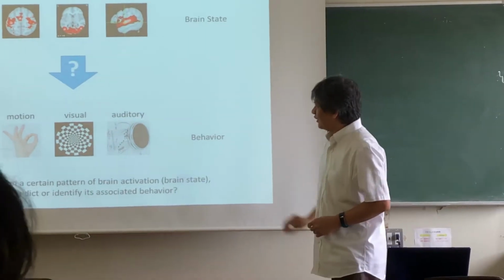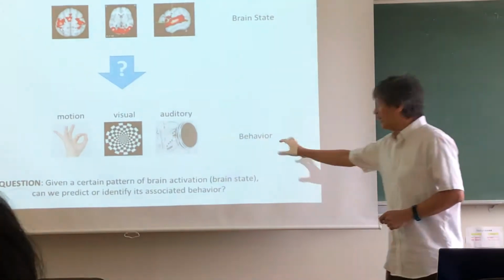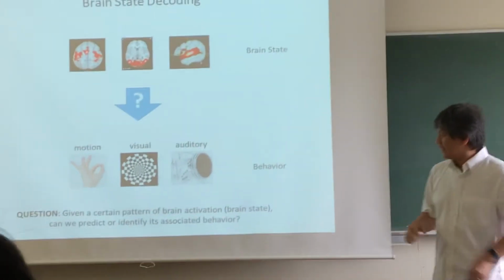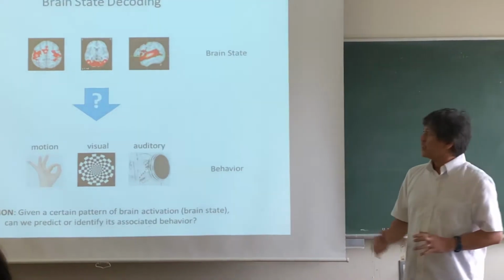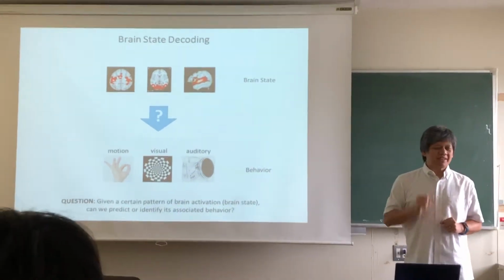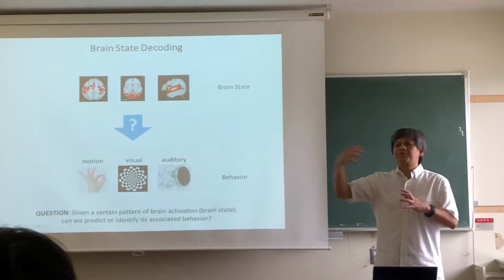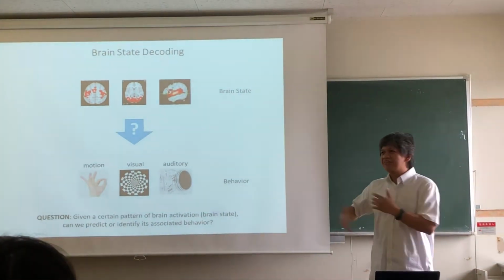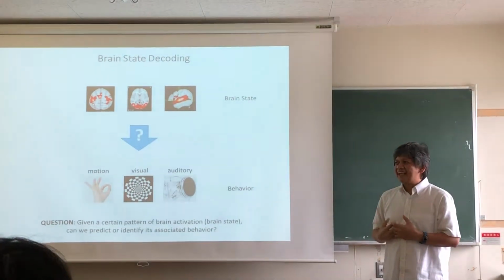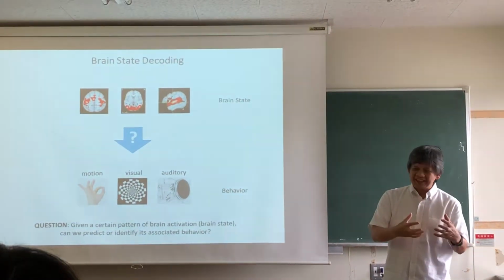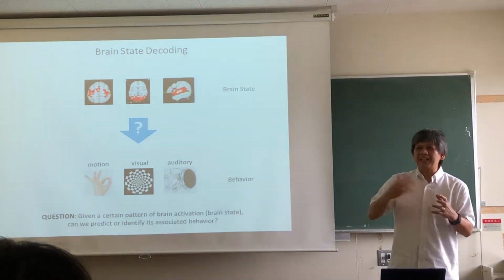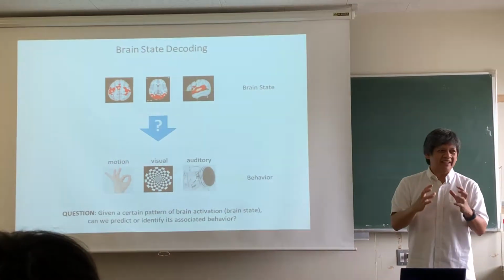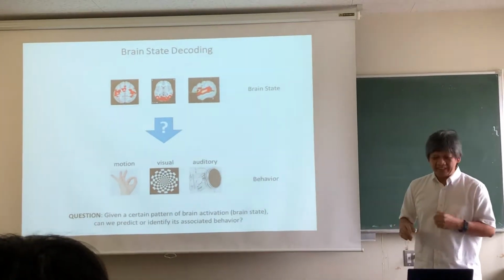Given a certain pattern of brain activity, which we call here just brain state, can we predict or identify its associated behavior? So these are just simple tasks, but for example, recently there is a push: you are watching a movie and you continuously scan the participants, and then later on, you look at the brain's data and try to see what the participant was looking at during this particular data. So the reverse process. Okay.